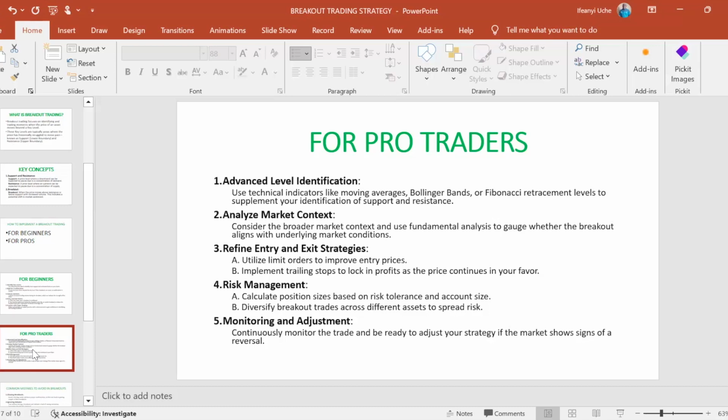And of course, you can also diversify your breakout trades across different assets to spread your risk. And I'm going to show you a system that you can use to do all of this. So I'll just bring that system and put it together for us to see. Then you have to monitor and adjust your trades continuously so that whenever the market shows any sign of reversal, you too can adjust. So you don't just stay there and have your profits eroded.